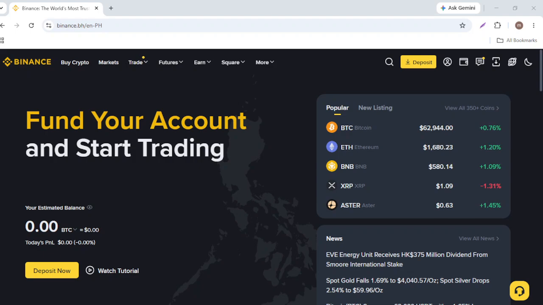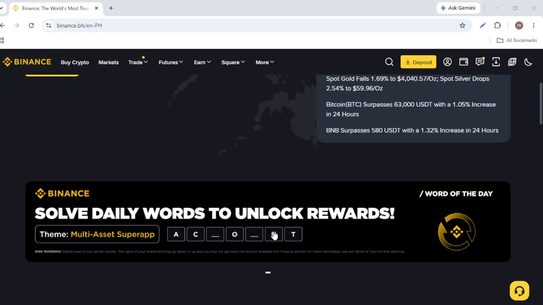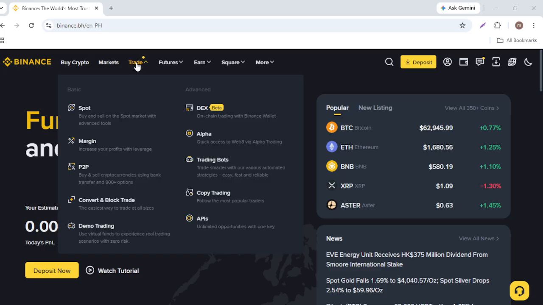In this video, I will walk you through how to check trading volume on Binance. If you want to understand how active a coin is on Binance, one of the easiest things to check is its trading volume. Volume shows how much of a coin has been bought and sold over a certain period, and it can help you judge how active the market is.